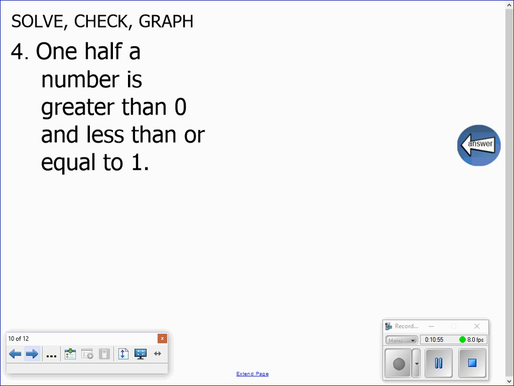We also want to be able to write inequalities. So we see 1/2 a number is greater than 0 and less than or equal to 1. So 1/2 of a number, 1/2 n, is greater than 0 and 1/2 of a number is less than or equal to 1.